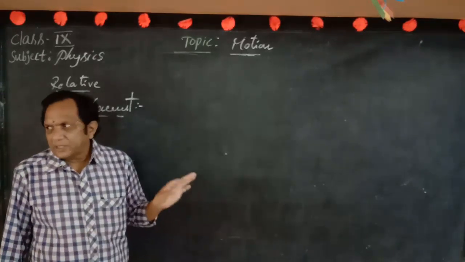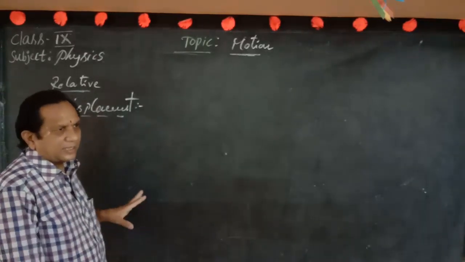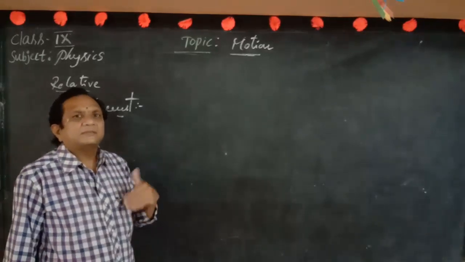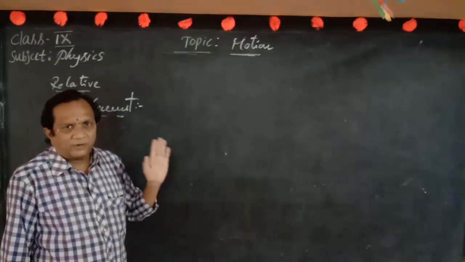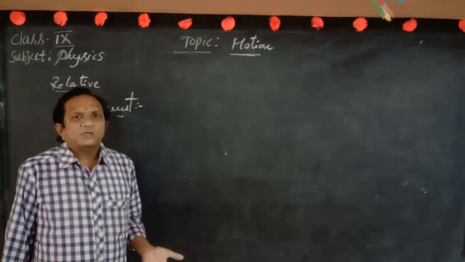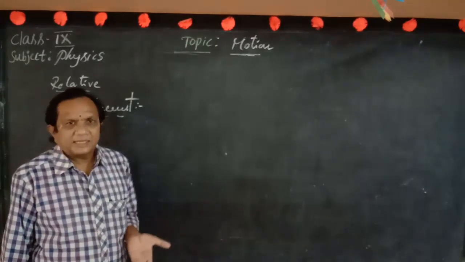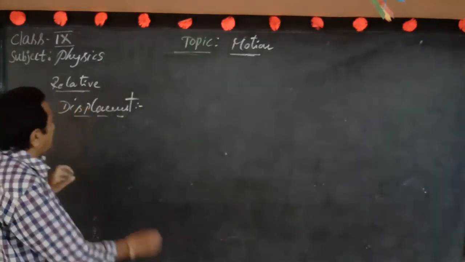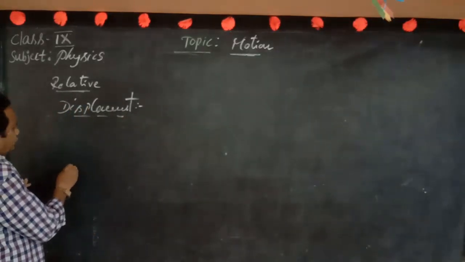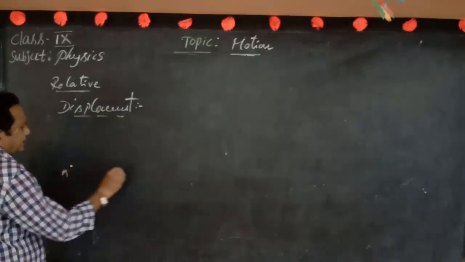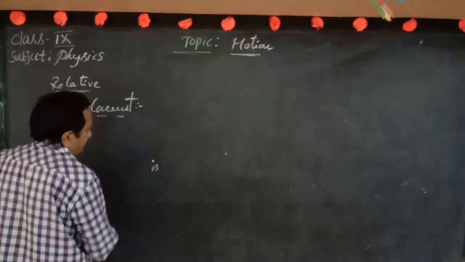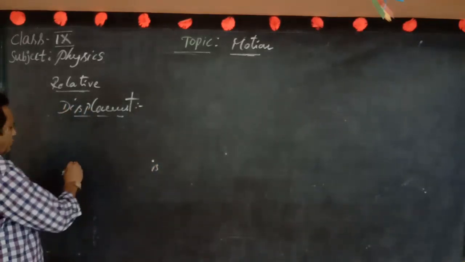Both are not the same. Displacement means the shortest path to be traveled, the shortest distance to travel. That path is called displacement. For example, to observe, here two points are there. One point is A, another point is B. Now, to travel between them, many ways are there.